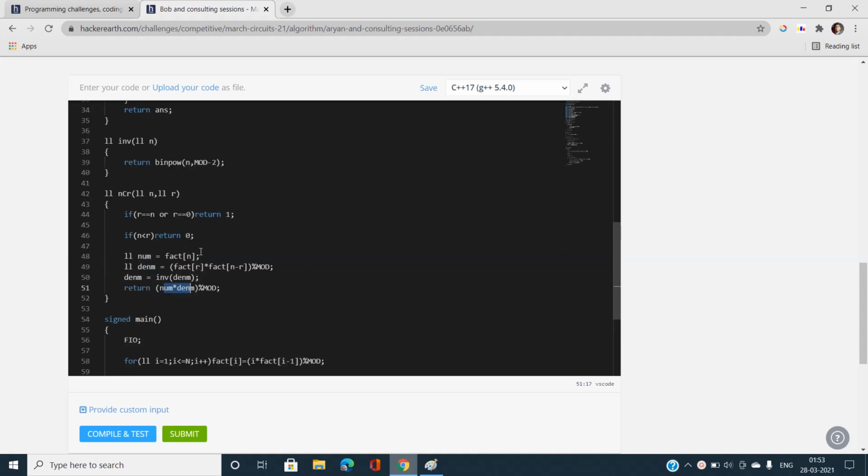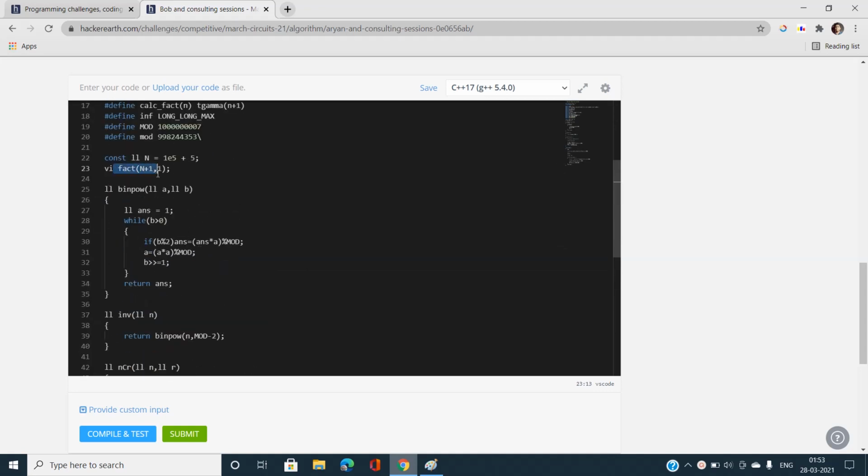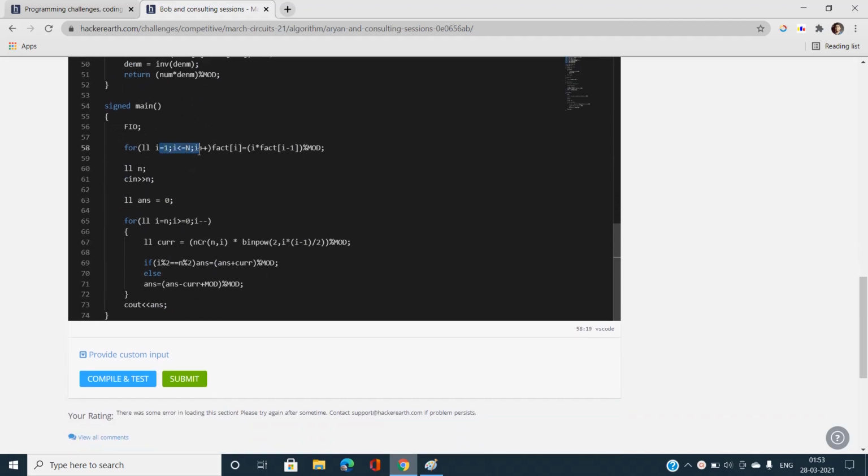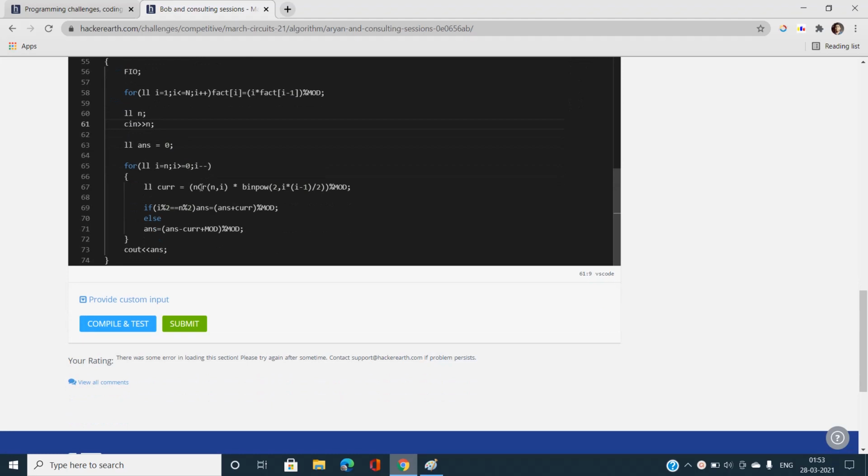Here I have a globally defined factorial array, which goes up to a maximum of 10 power 5, and in the beginning I have computed the factorial values from 1 up to capital N modulus the prime, with i into factorial of i minus 1 modulus. Now just start from n and go down to 0, and the current answer should be nCr of n comma i, times binary power, which is calculated in log n time. That is very efficient. If you are unaware of that, do find out how we calculate the power efficiently.